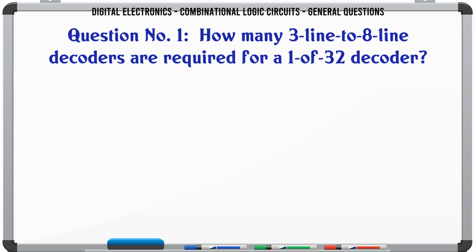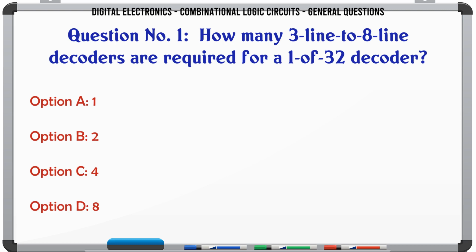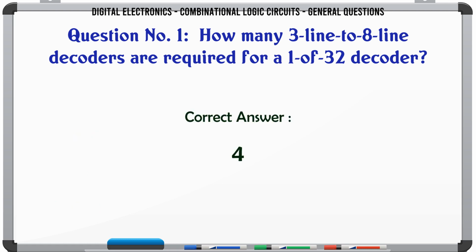How many 3-line to 8-line decoders are required for a 1 of 32 decoder? A: 1, B: 2, C: 4, D: 8. The correct answer is 4.